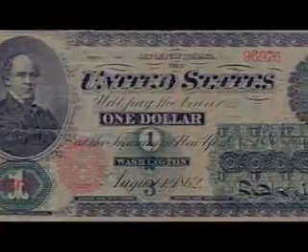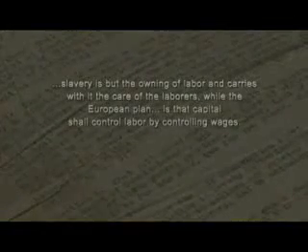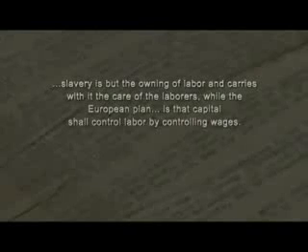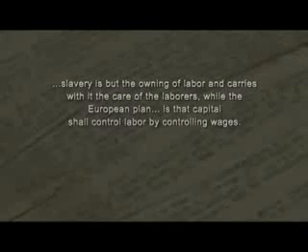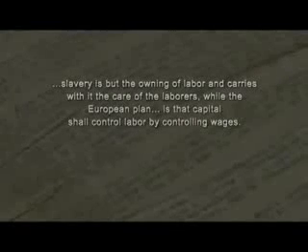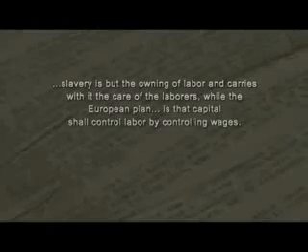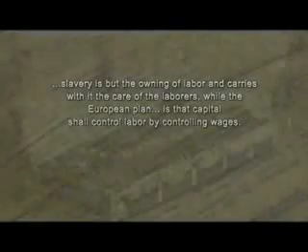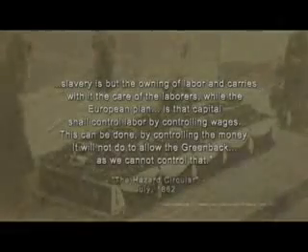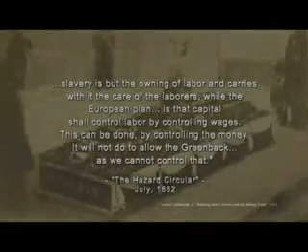Shortly after this measure was taken, an internal document circulated between private British and American banking interests stated, "Slavery is but the owning of labor, and carries with it the care of laborers, while the European plan is that capital shall control labor by controlling wages. This can be done by controlling the money. It will not do to allow the greenback, as we cannot control that."